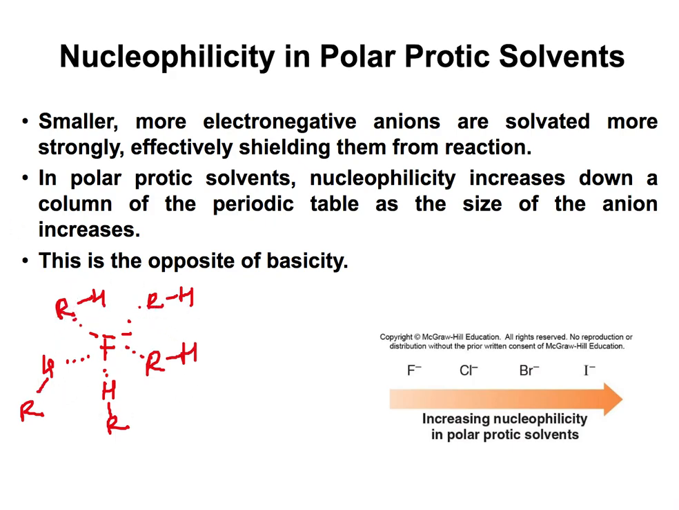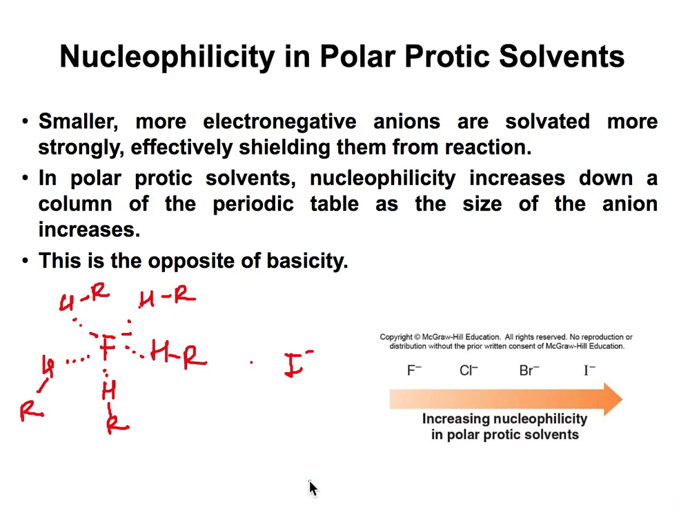Sorry, it's not actually the R, it's the H that is interacting, right? The other way around. So here, HR, HR, and HR. So the hydrogens are actually interacting with the F minus. And because the F is small, it's going to get surrounded very quickly. Now, if we look at something like iodine that is much, much bigger, you're going to need a lot more solvent for it to get surrounded.